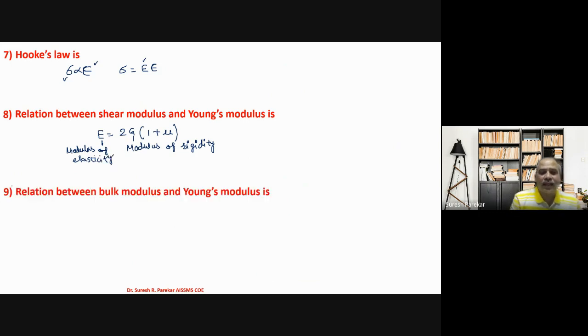Then we can have the next relation, between bulk modulus and Young's modulus. So we have E equal to 3K in bracket 1 minus 2 mu. Now here only we have changed: K is the bulk modulus, and mu in both cases is Poisson's ratio.